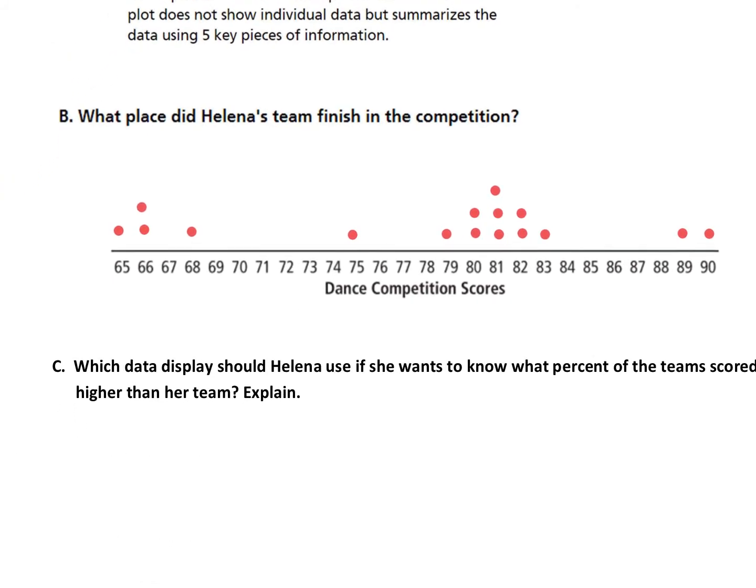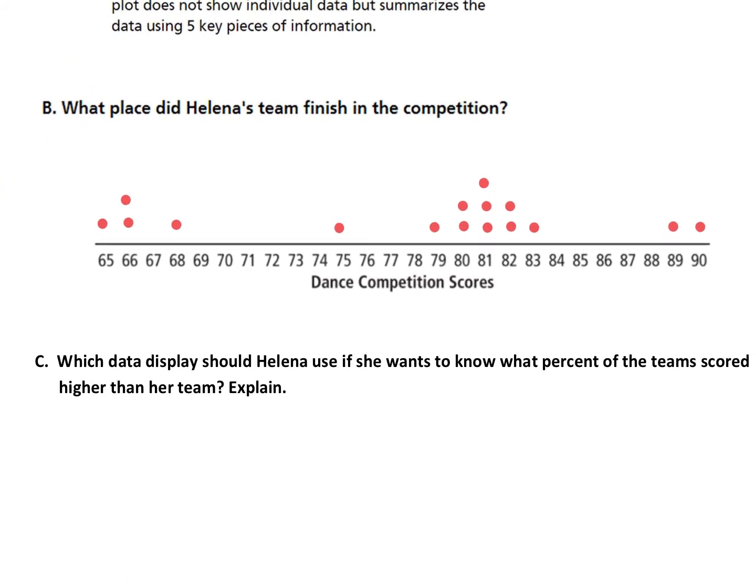But what place did Helena's team finish in the competition? So her team scored a 68. So that is her team score right there. And if we look at that, what place was that? Well, if we kind of count from the top, here's our first place team, second place, third, fourth, fifth, sixth, seventh, eighth, ninth, 10th, 11th, 12th, 13th. So her team scored 13th place in the competition.